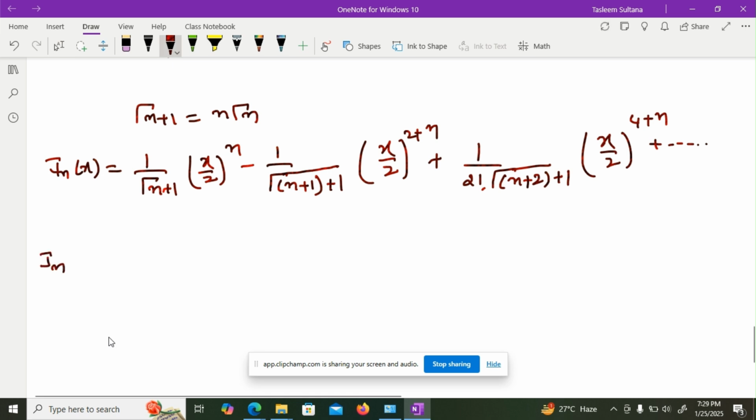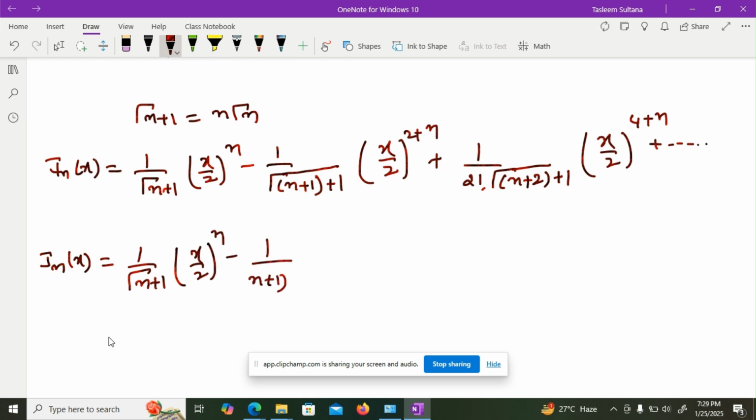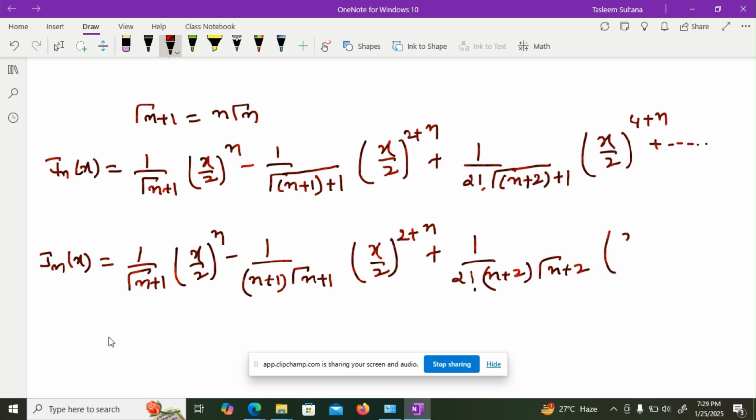So J n of x is equal to 1 divided by gamma of n plus 1 of x by 2 to the power of n, minus 1 divided by n plus 1 gamma of n plus 1 of x by 2 to the power of 2 plus n, plus 1 divided by 2 factorial n plus 2 gamma of n plus 2 of x by 2 to the power of 4 plus n plus so on.